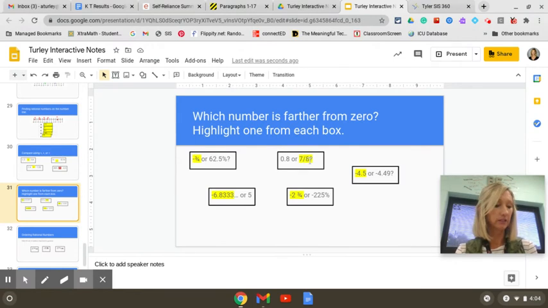Here, 7 divided by 8 is 0.875. So 0.875 is going to be further from 0 than 0.8. Here, a negative 6.83 repeating is going to be further from 0 than a positive 5. Here, 3/4 is 0.75. So this would be a negative 2.75, which if I want to change it to a percent, would be a negative 275%. So that one's going to be further from 0. And here I have a negative 4.5 or a negative 4.50 versus a negative 4.49.